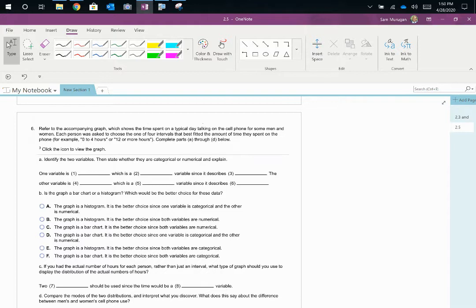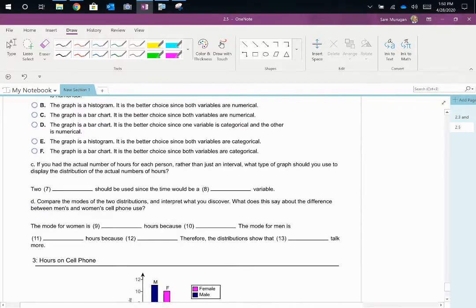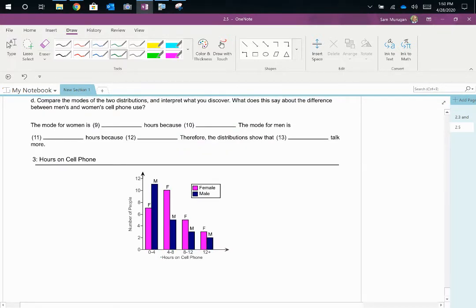Refer to the accompanying graph, which shows the time spent on a typical day talking on the cell phone for some men and women. Each person was asked to choose the one of 4 intervals that best fitted the amount of time they spent on the phone. For example, 0 to 4 hours, 4 to 8 hours, 8 to 12 hours, and 12 plus hours.